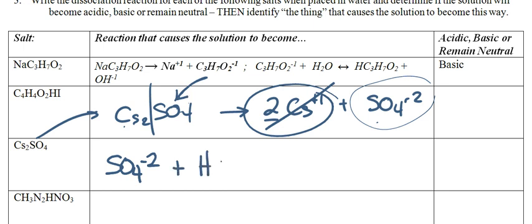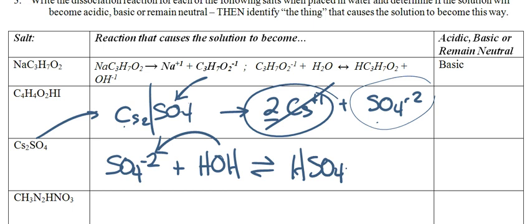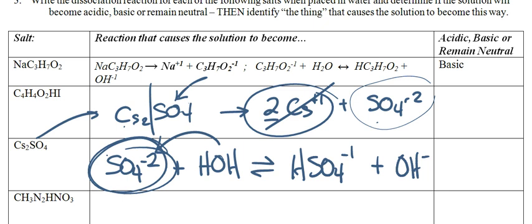So when we place this in water, water is going to rip a hydrogen off, and we're going to form HSO4 with a -1 charge and hydroxide. So the thing that causes it to become, in this case, basic is the SO4 with a -2 charge. Okay? The hydroxide doesn't make it basic, it's this thing. As it rips the hydrogen off of the water, it forms hydroxide. That just makes the solution basic. It's not the cause. The cause is this guy over here.